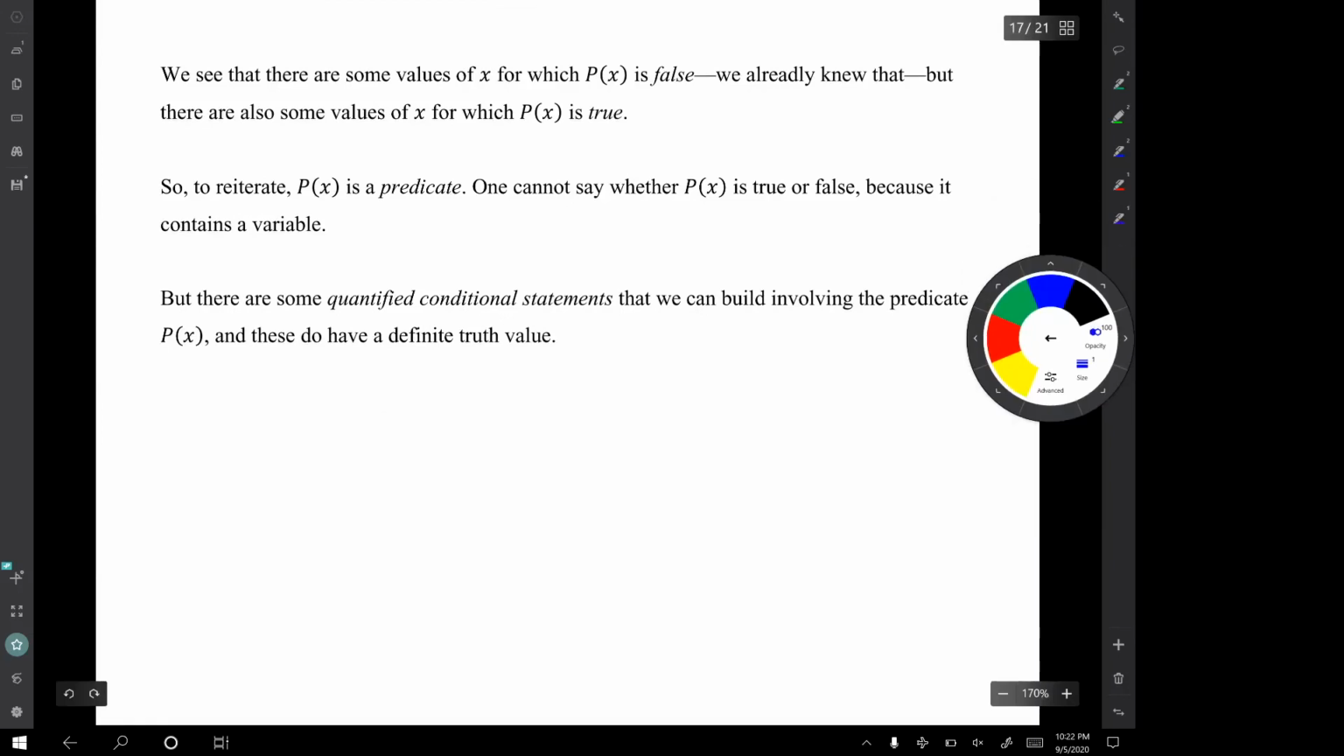So, summarizing, we see that there are some values of x for which p of x is false. And again, we already knew that, like the number x equals -6 is an example that shows that p of x can be false. But there are some x values for which p of x is true. So again, p of x is a predicate. Now, that means that, from what we've seen, we can't say for sure whether p of x is true or false because it contains a variable. But there are some quantified conditional statements that we can build involving the predicate and that do have a definite truth value.